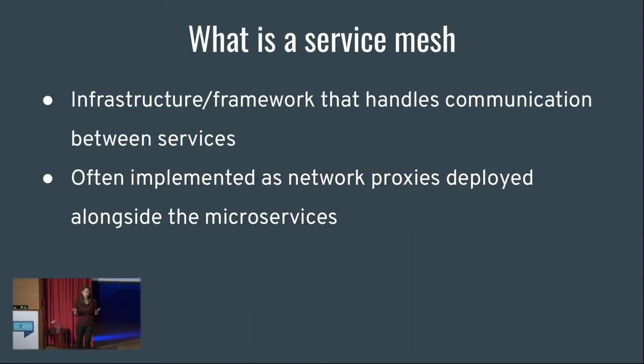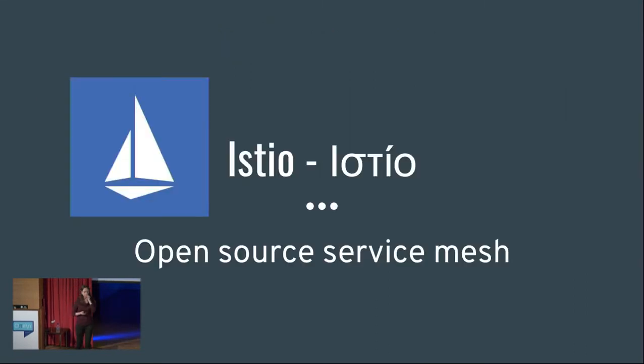And so what is a service mesh? A service mesh is an infrastructure that handles the communication between our microservices. And from a technical aspect, it's often implemented as a set of network proxies that are deployed alongside the microservices. And Istio is an open source service mesh, which is very, very popular these days. So we'd like to spend some time talking about that.